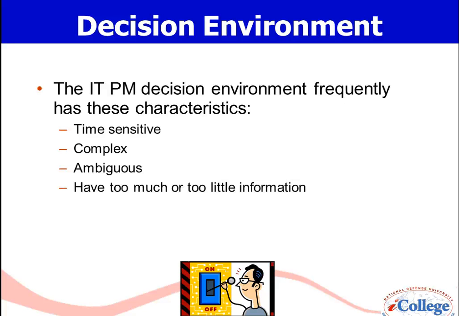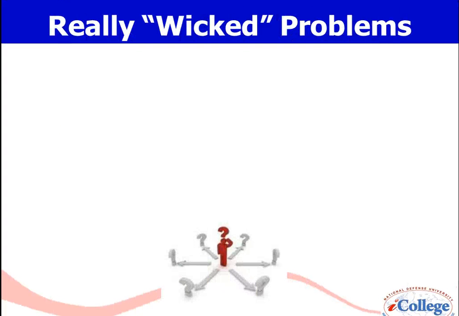The good news may be that you have a great deal of information available to help you make your decision. The bad news is that you may have a great deal of information available that won't be helpful. And of course, the results of your decision may be uncertain. Beware of unintended consequences. And then there are those really wicked problems.